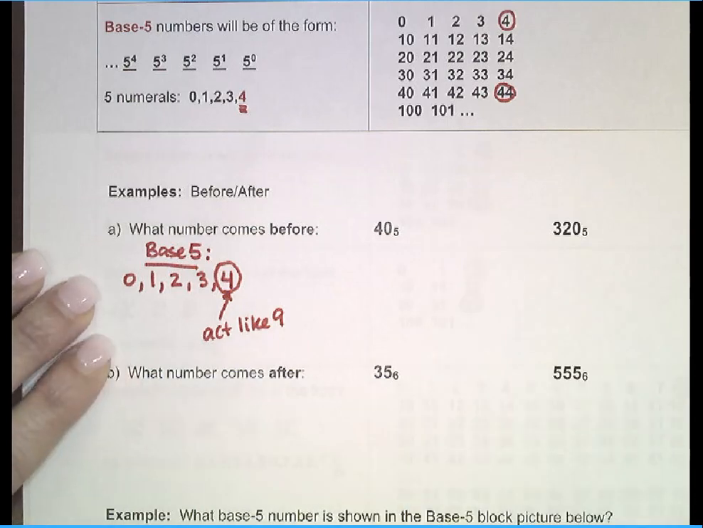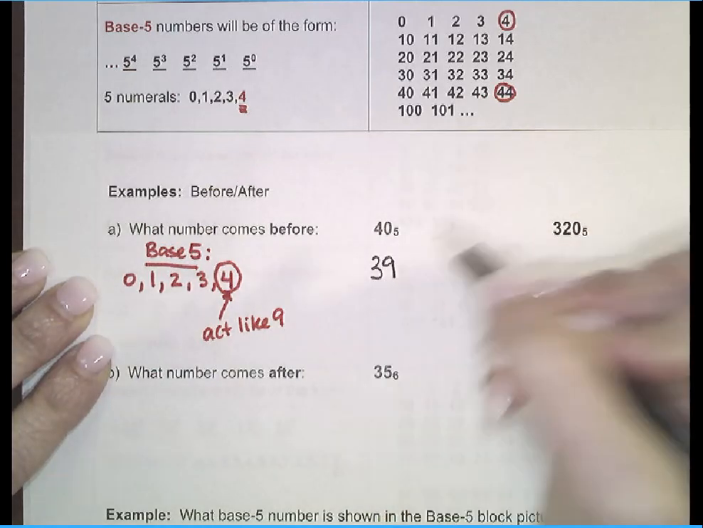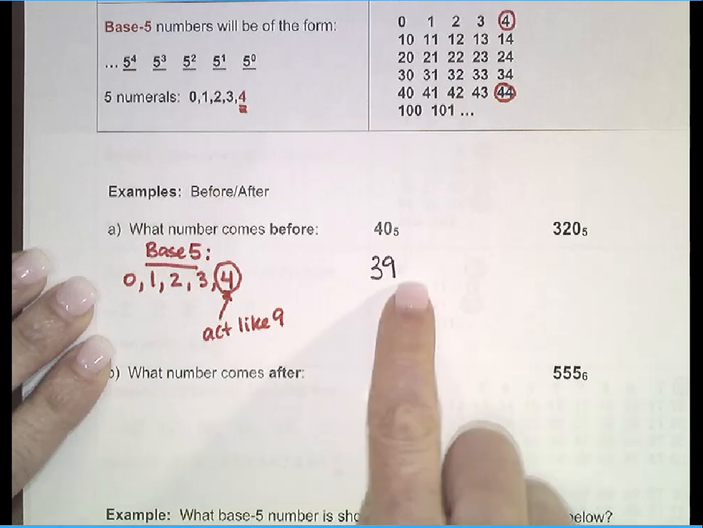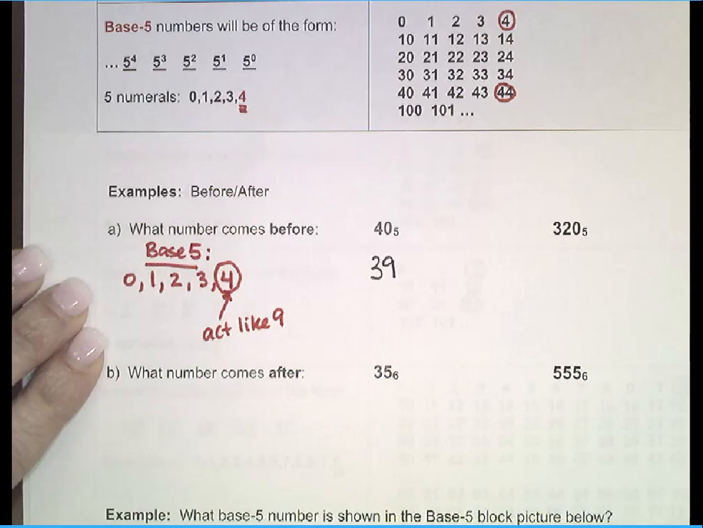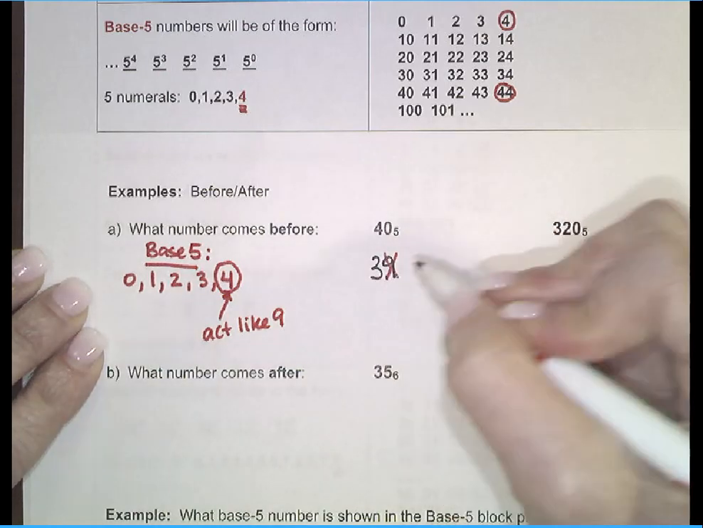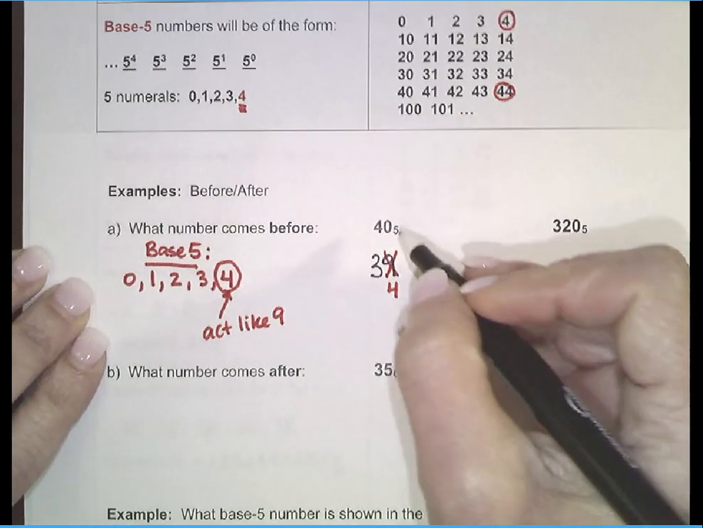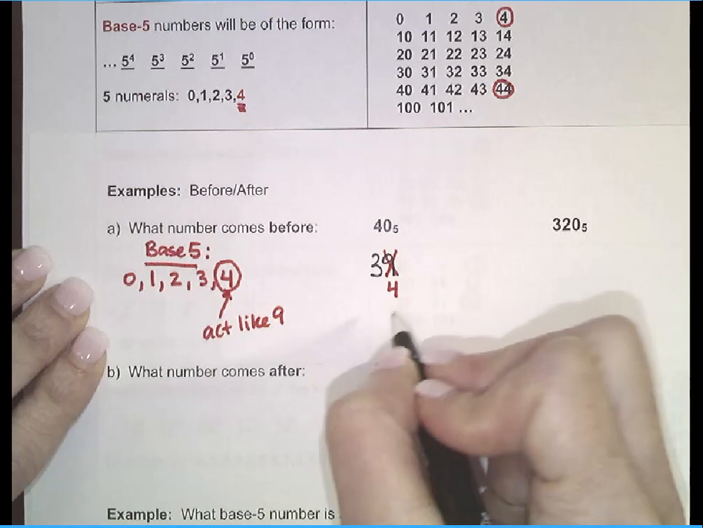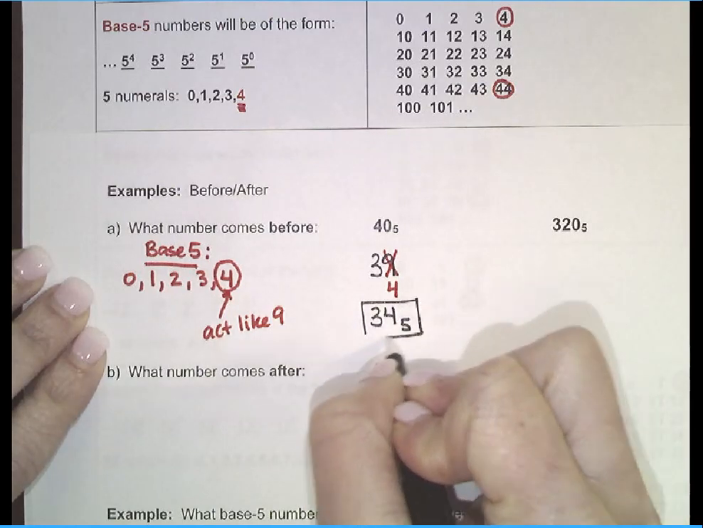So this is the way I do it. I treat it like something I already know, and then I adjust it. So I just say, okay, what number comes before 40? The number that comes before 40 is 39. We all know this, right? The problem is there's no such thing as a 9 if you're in base 5. So we can't have a 9. It has to be replaced with a 4. So the number that comes before 40, base 5, would be 34, base 5.